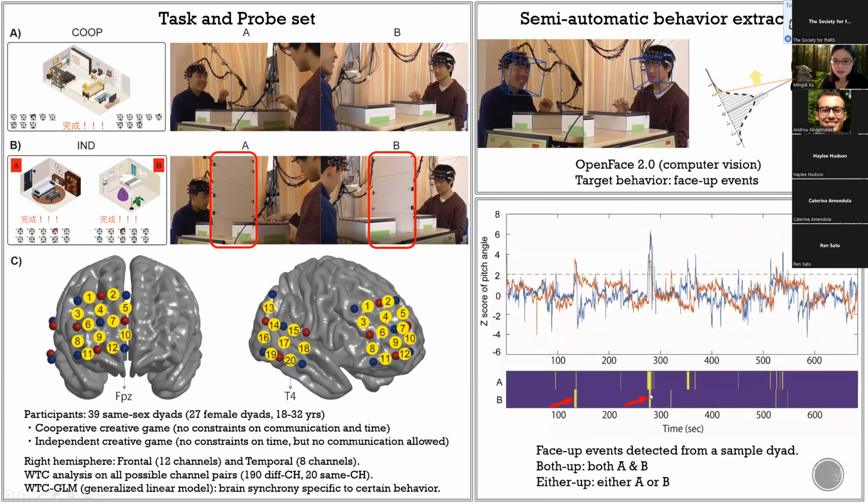You can see that these bars indicate the epochs when both participant A and participant B raised their heads, and these single bars indicate the epochs when only one party raised their head. And we used these events as regressors of GLM to isolate brain synchrony that was correlated with such events.